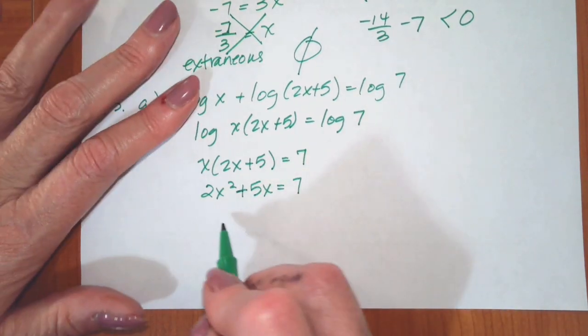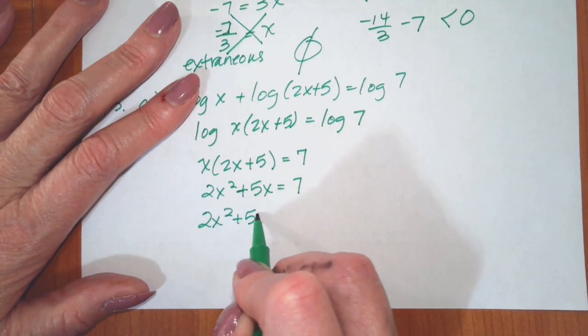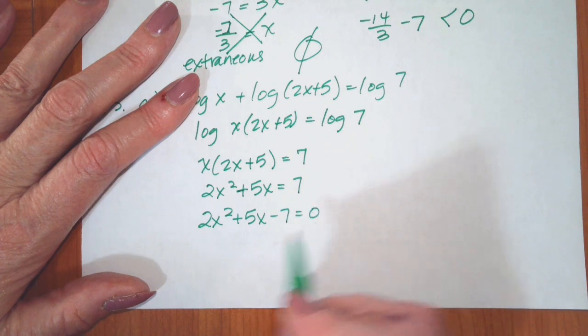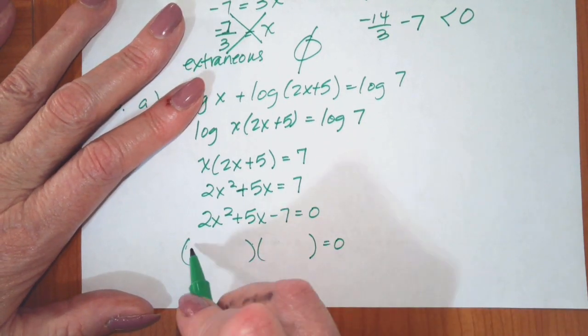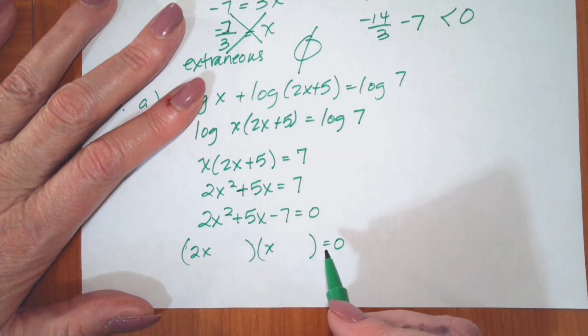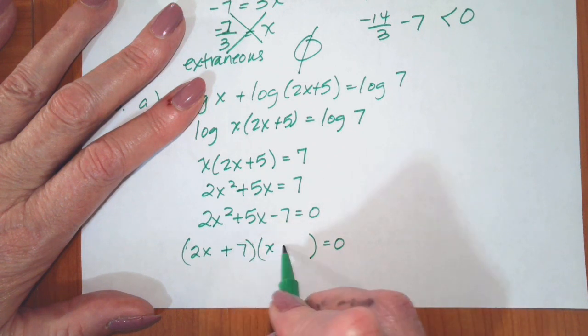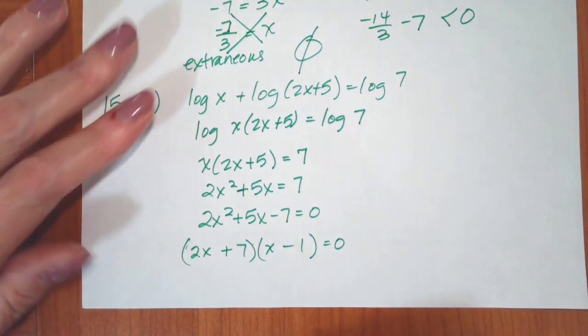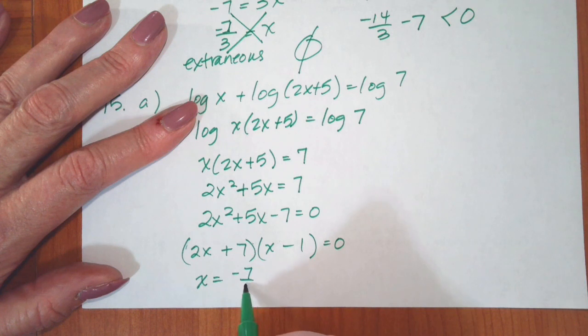Again, this is a quadratic, so I have to set it equal to 0. 2x squared plus 5x minus 7 is equal to 0. Let's see how this factors. I know this has to be a 2x and an x. Plus 7, minus 1. Okay, so this tells me that x is negative 7/2 or x is 1.